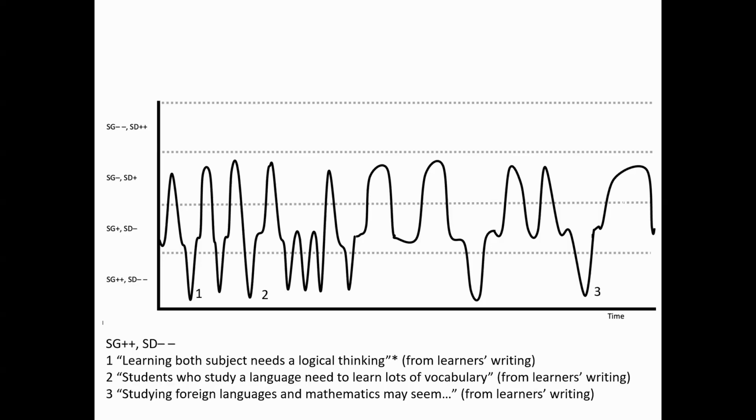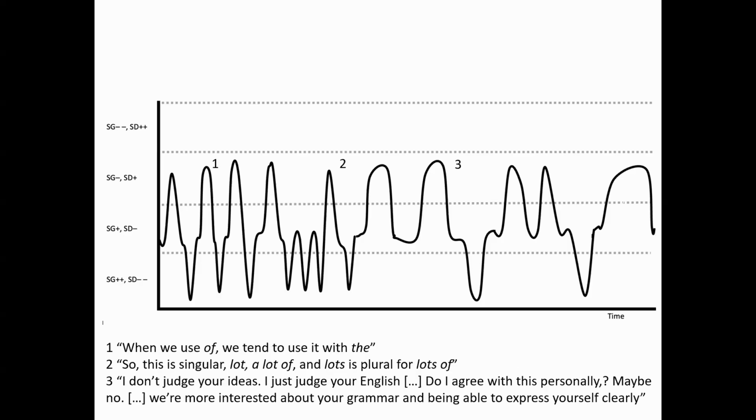And then stronger semantic gravity is when the teacher might quote directly from the student's writing they've produced. So learning both subject needs a logical thinking. Or students who study a language need to learn lots of vocabulary. So these are when the teacher's bringing in the learner's writing and using it in their classroom talk. And then weaker semantic gravity, things like, for example, the teacher says, when we use of, we tend to use it with the. So less related to the particular task.